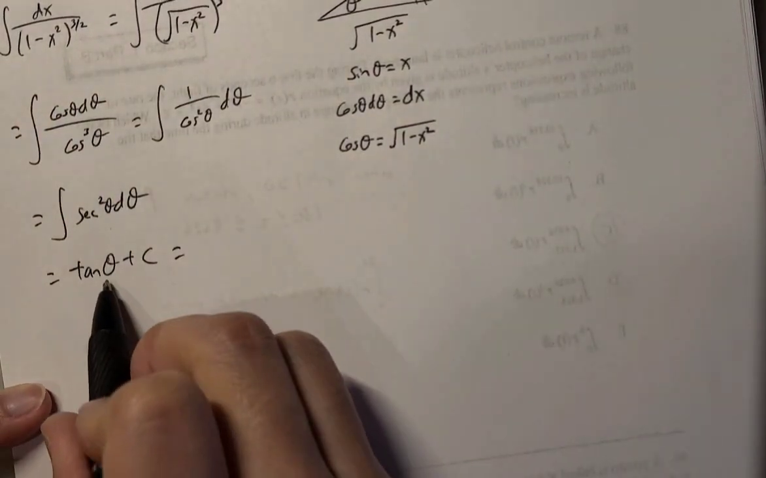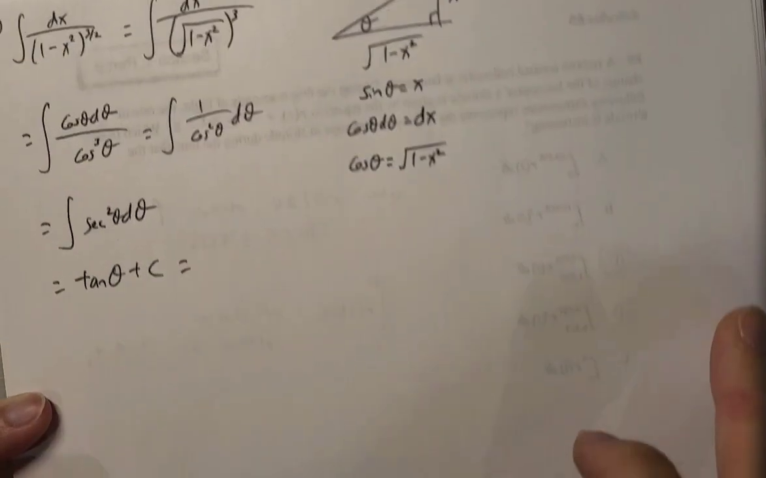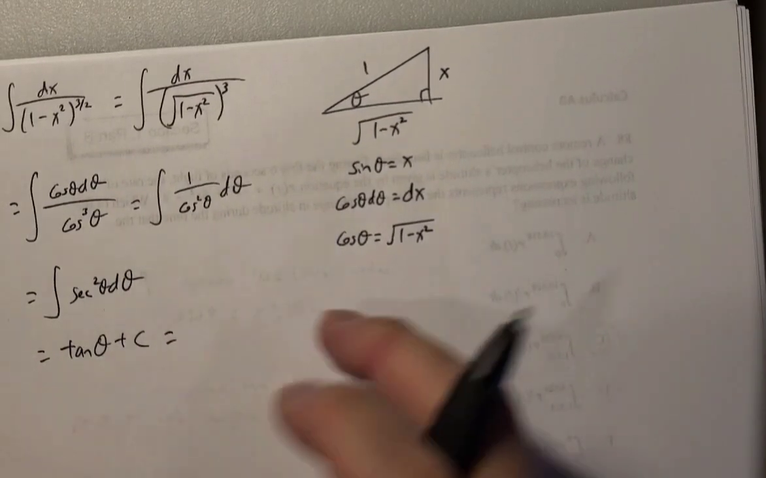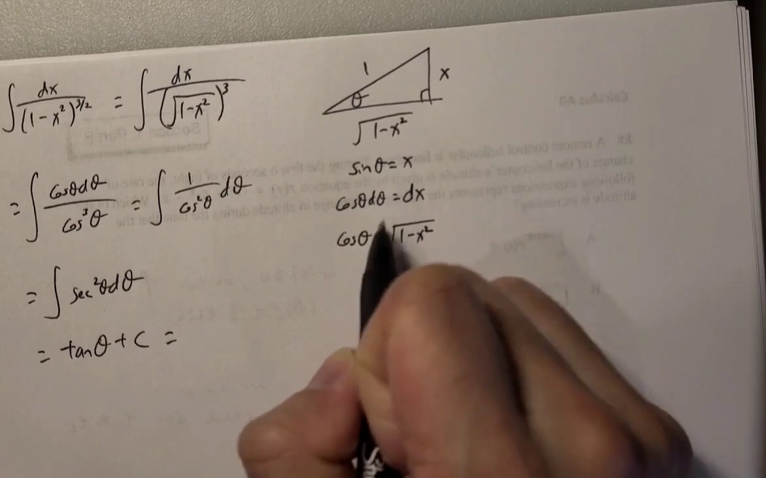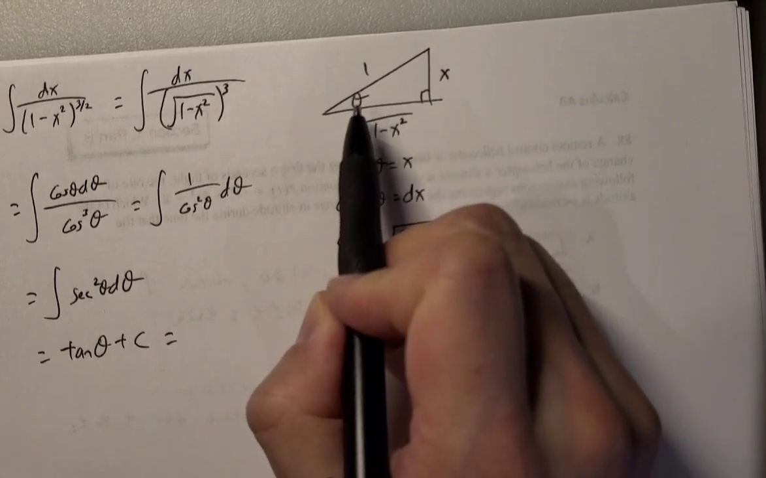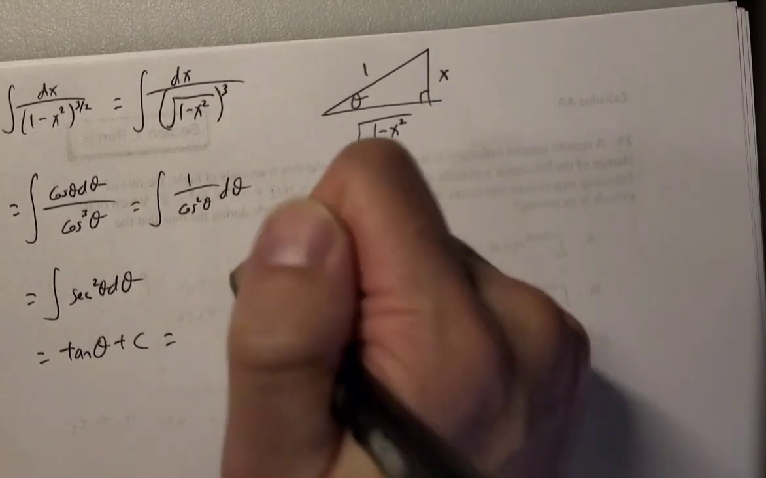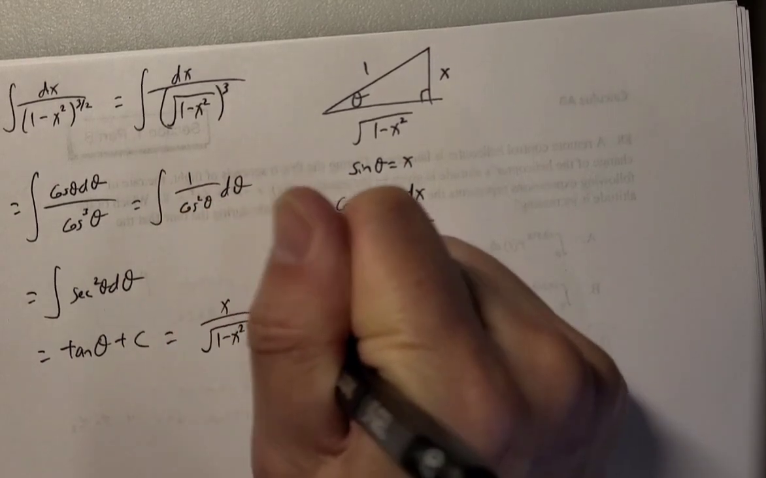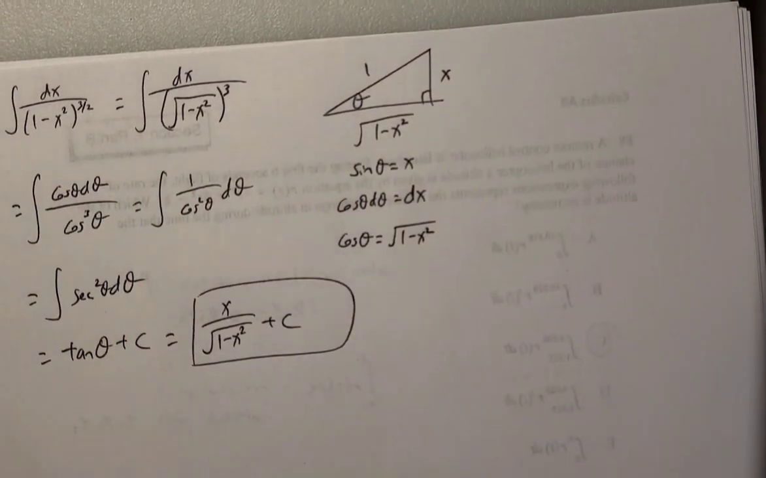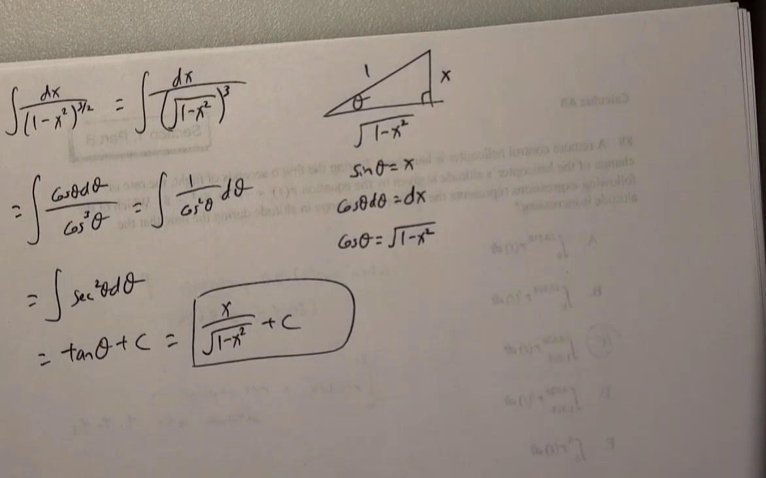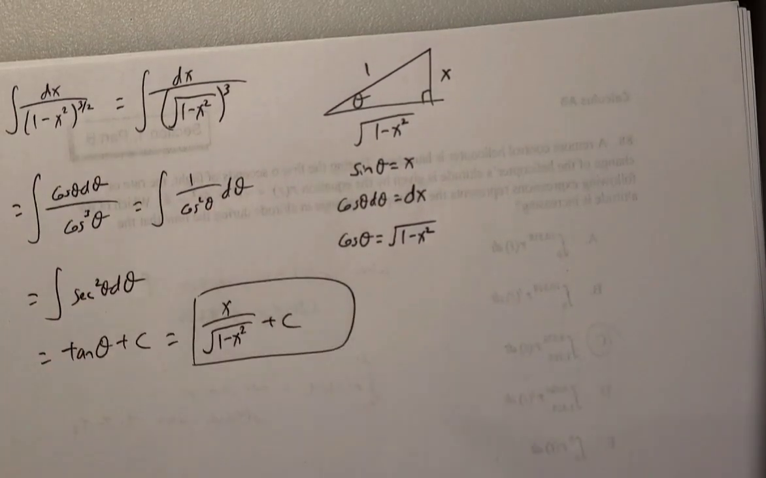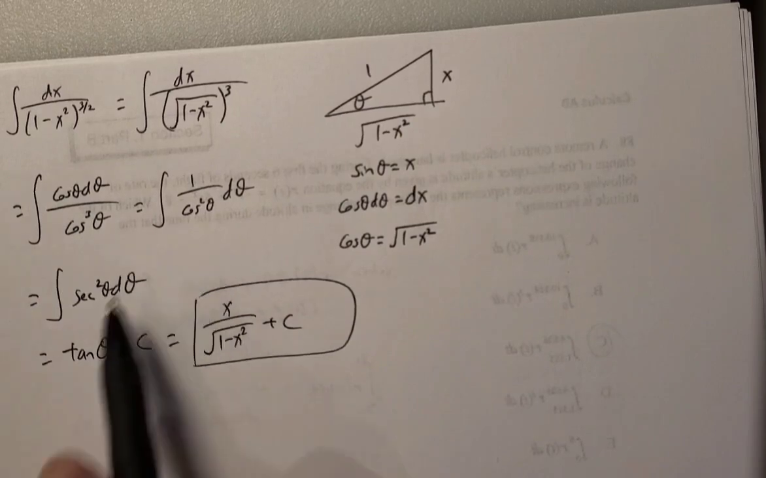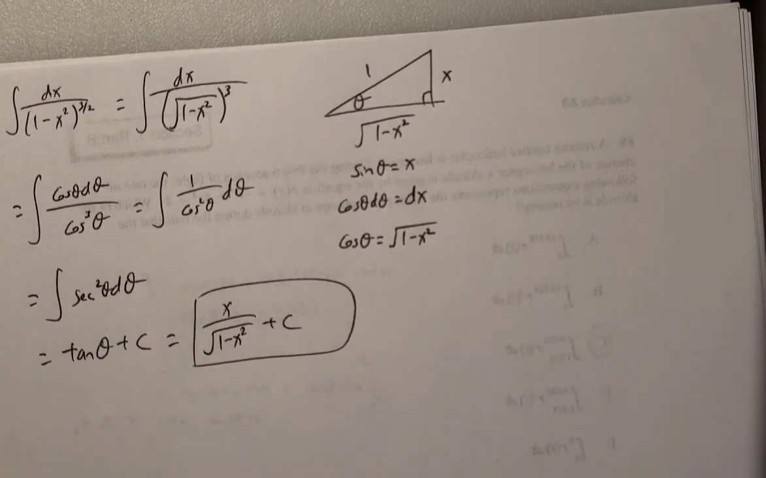Okay, so we need to back substitute theta. So what is tangent of theta? Here, we don't have it in our definitions, so we need to look at it in our triangle. Tangent is x over square root of 1 minus x squared plus c, and that's our answer. Very easy problem, actually. Looks intimidating because of the 3/2 power, but after we did a simple trig sub, it was a very easy integral.